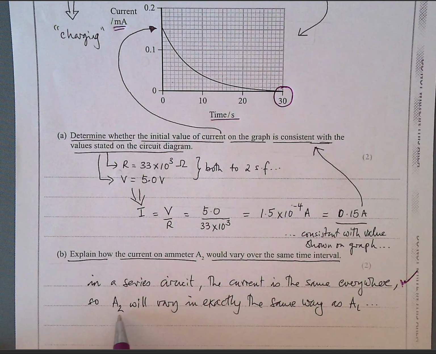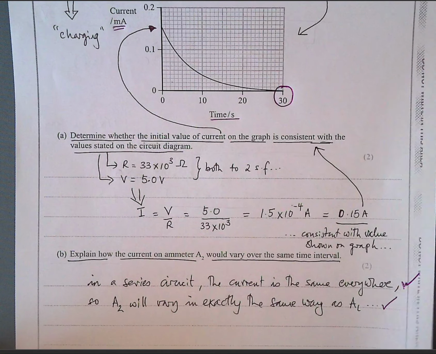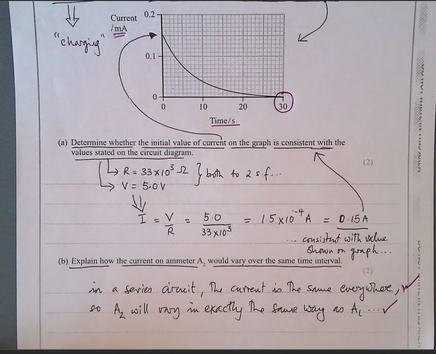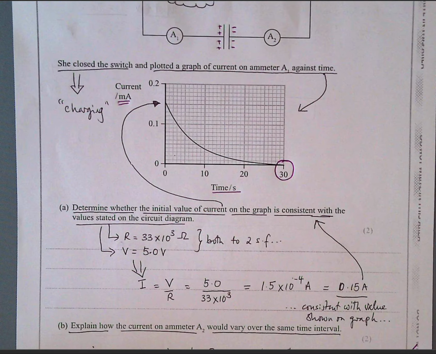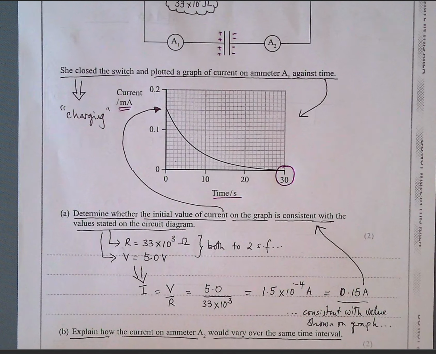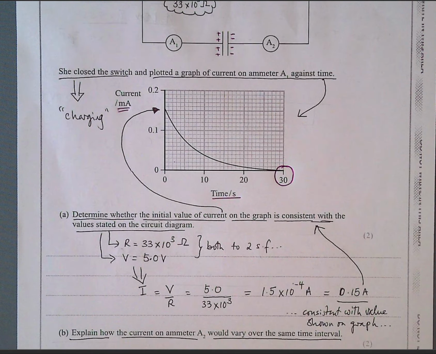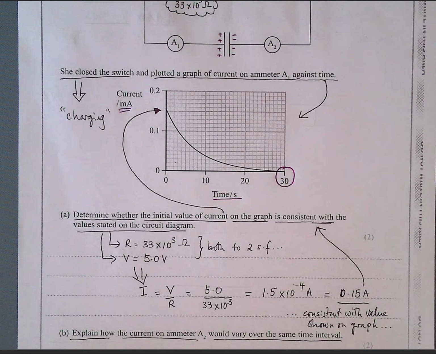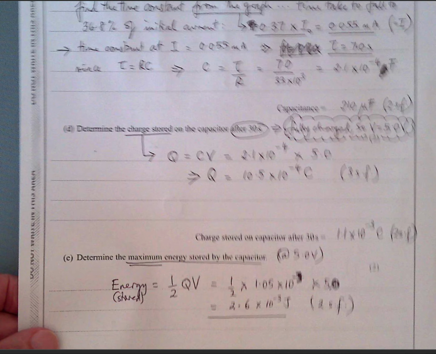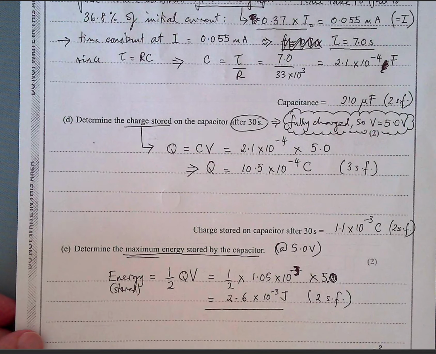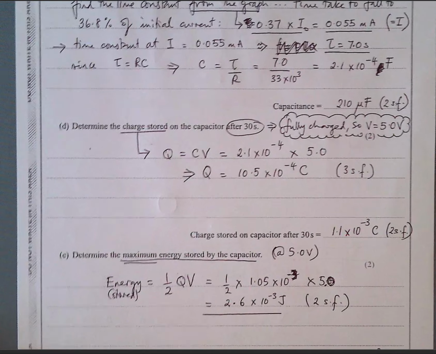So A2, the second ammeter, will vary in exactly the same way as the current that you've detected and measured on ammeter 1. So there's no difference between them. So that's a little bit of a trick question if you haven't thought about it. So that's part B. Part C has mark schemes available if you want to look it up.